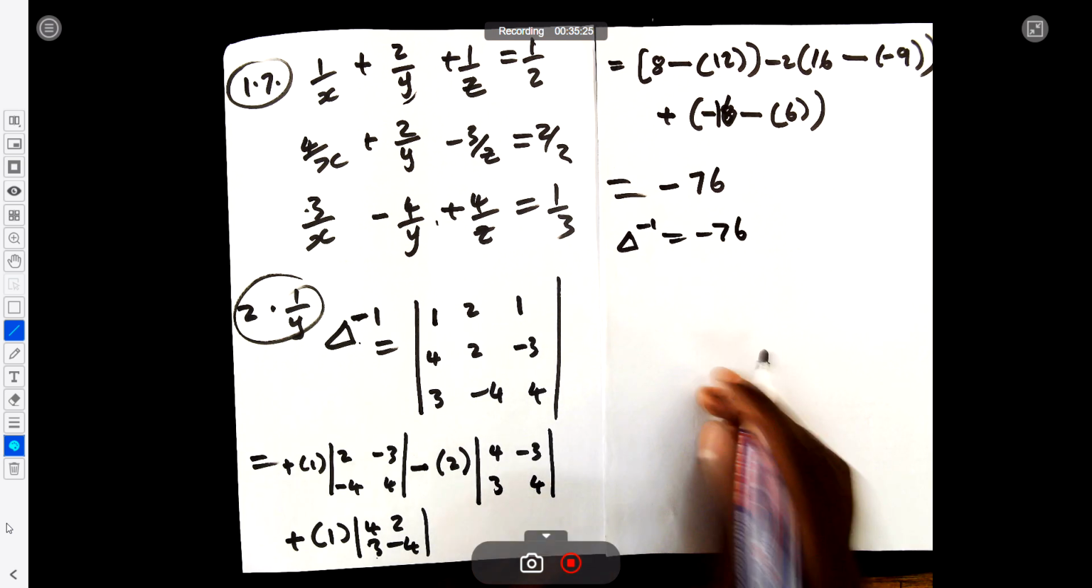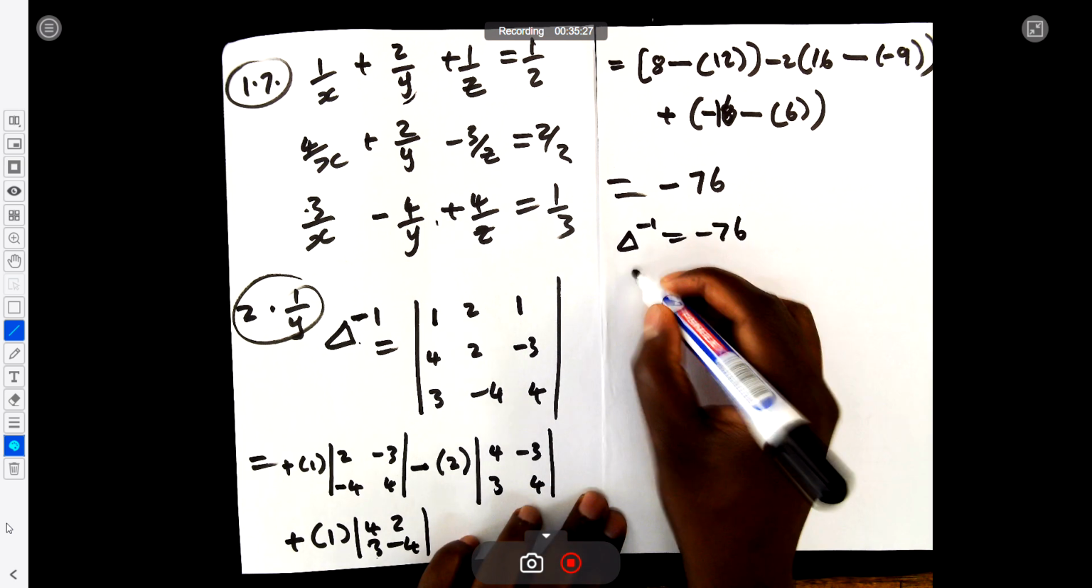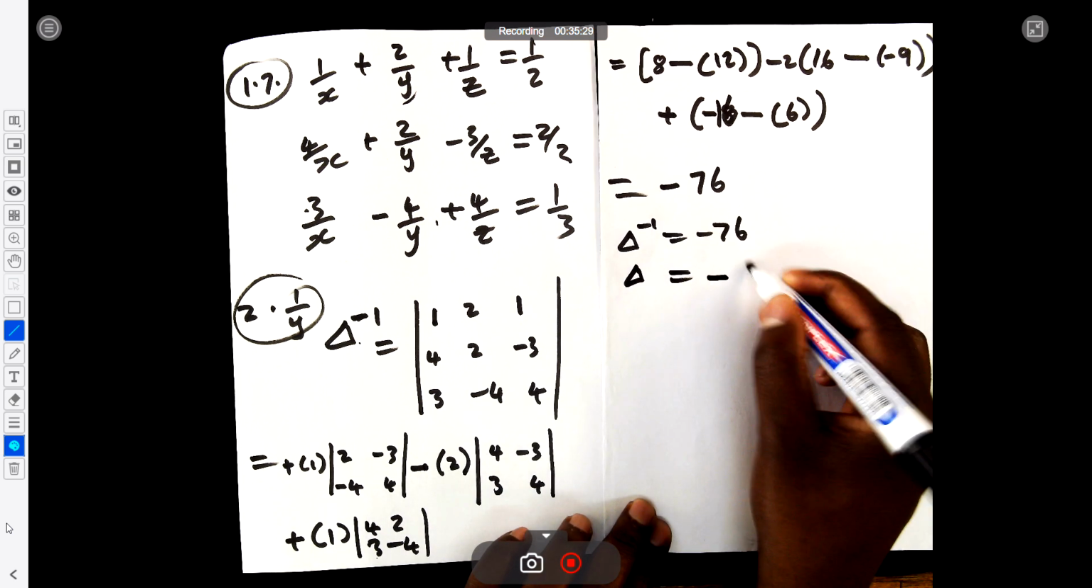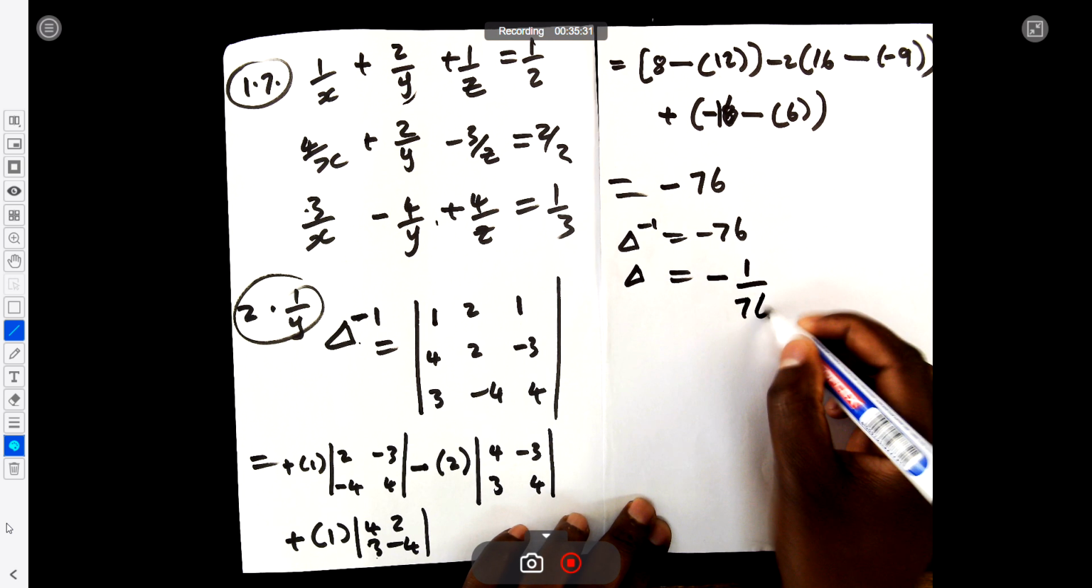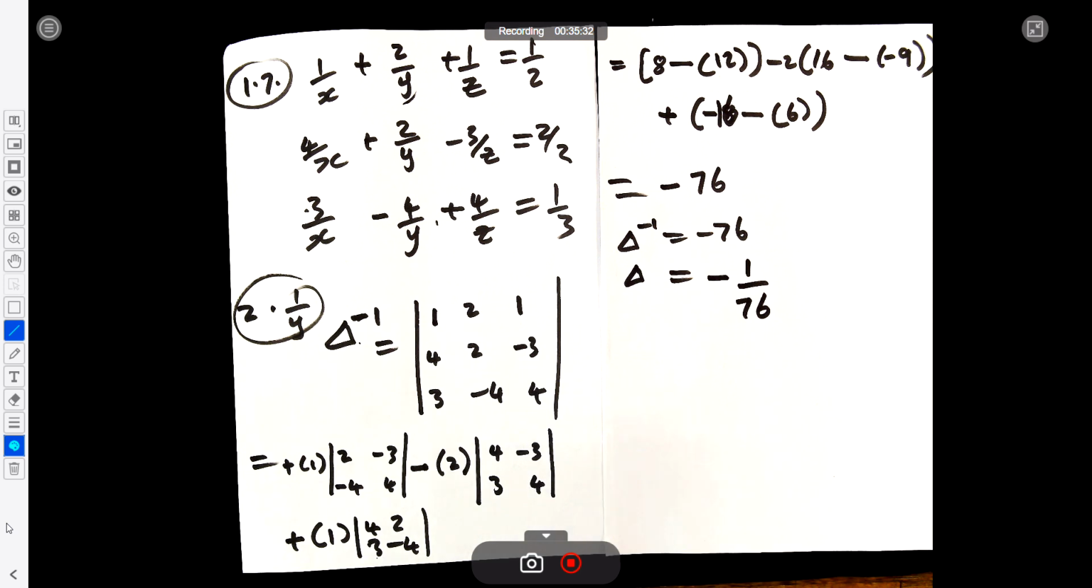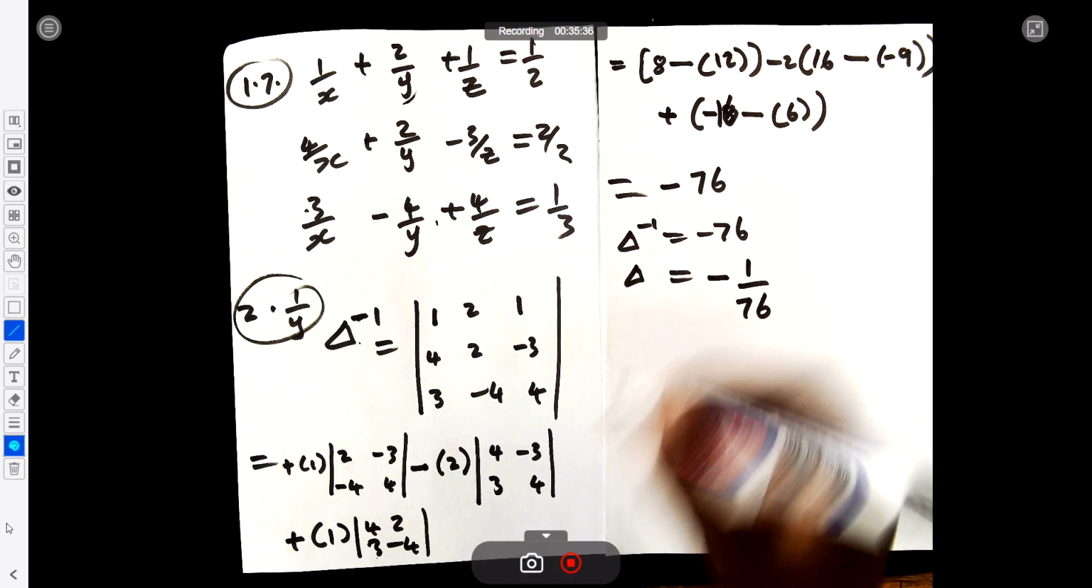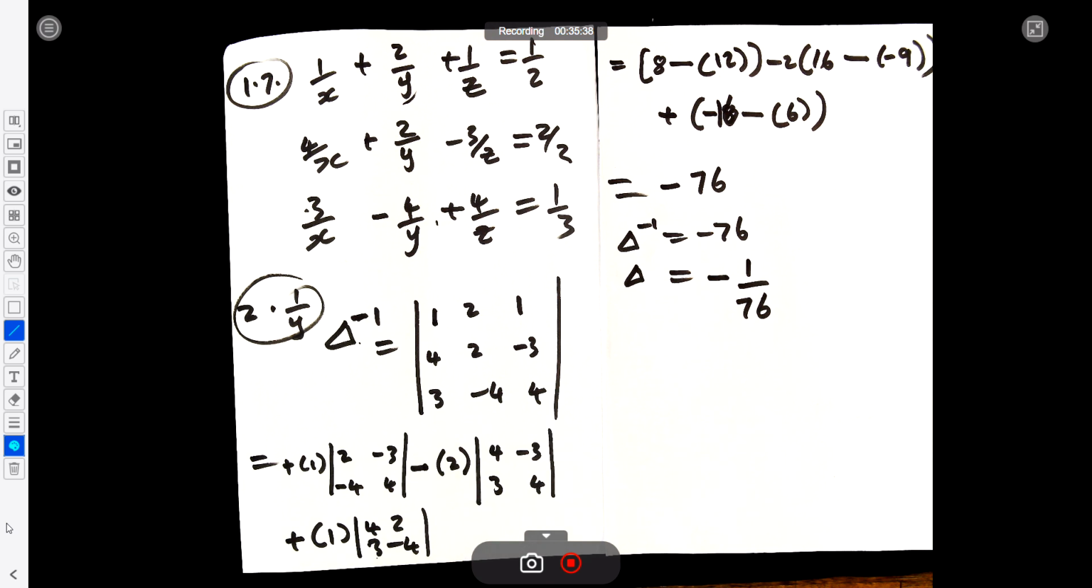So therefore, do the inverse. The inverse delta is going to be what? Negative 1 over 76. Applying the inverse of your delta there. Or you can get rid of the negative, you multiply it on the other side. It's going to be 1 over negative 76.